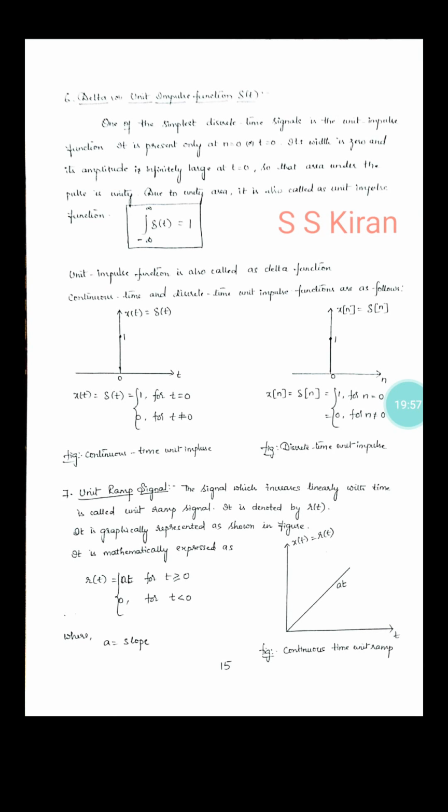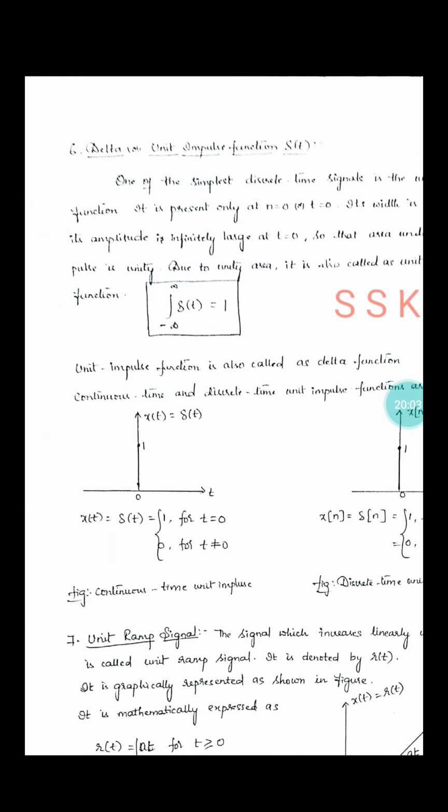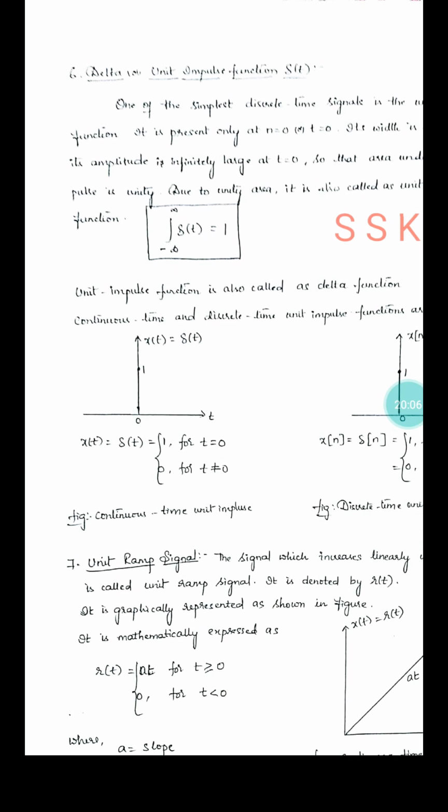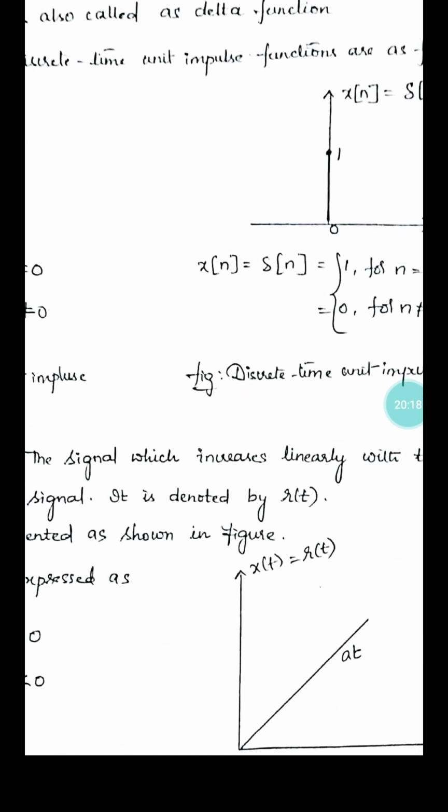Its width is 0 and its amplitude is infinitely large at t equal to 0. This is the expression for the delta or impulse function. See the mathematical expressions here: x of t equal to delta of t equal to 1 for t equal to 0, and 0 for t not equal to 0, same expression.